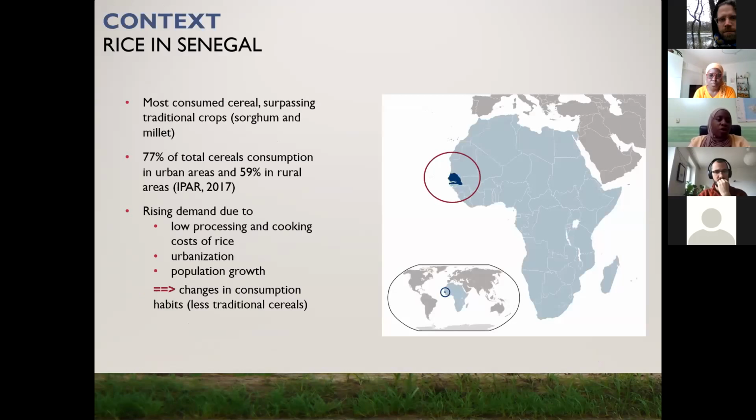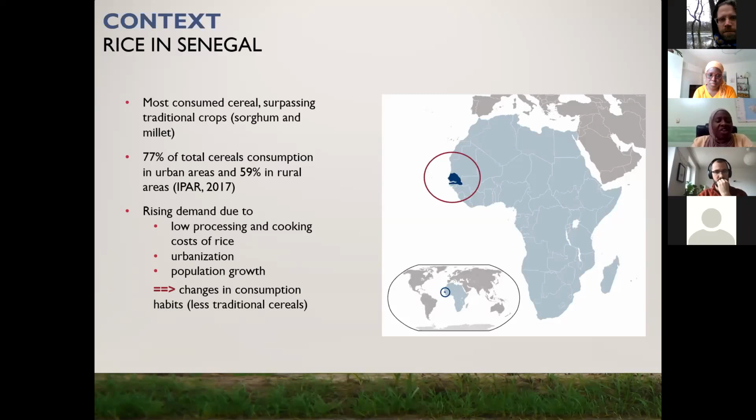So to talk a little bit more on the context, as you see, Senegal is a country in West Africa, a coastal country, and rice is the most consumed cereal. It surpasses all traditional crops like sorghum, millet, but also maize. 77% of rice consumption is coming from urban areas, and 49% in rural areas. So urban households are those households that consume cereals and also rice.